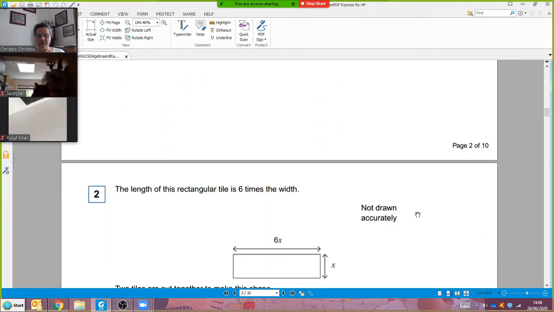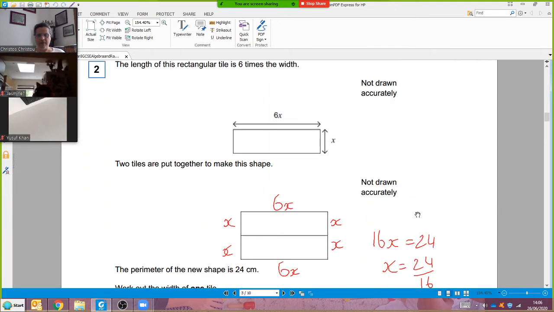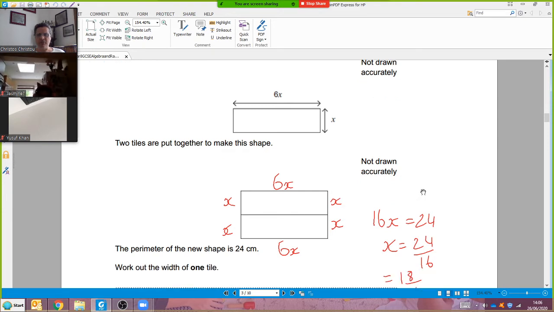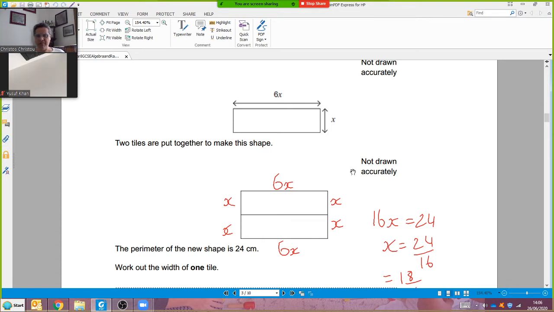Here's the next one, question 2. Just as a special hint to you people, if you're given a helpful diagram, I'll highly recommend that you put 6x where it belongs and x where it belongs across each part of the diagram. That will help you set up your equation.